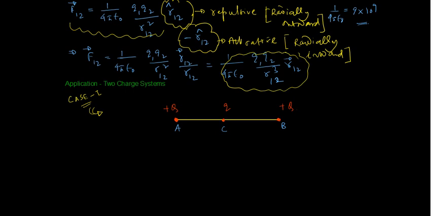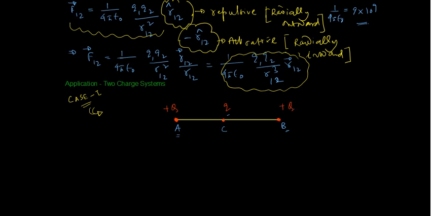Next I will take a very simple example, a very simple example of interaction between two charges, rather three charges. I can see at points A and B there are two plus Q charges, and at the middle there is one small point Q charge. I want that the entire system is in equilibrium.